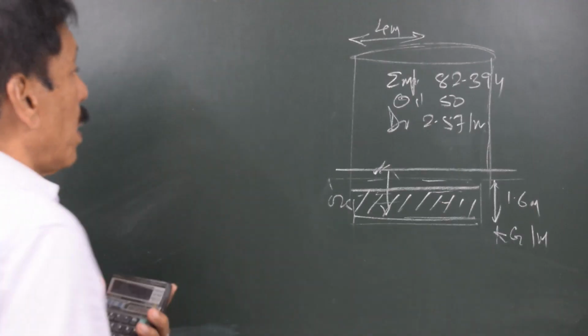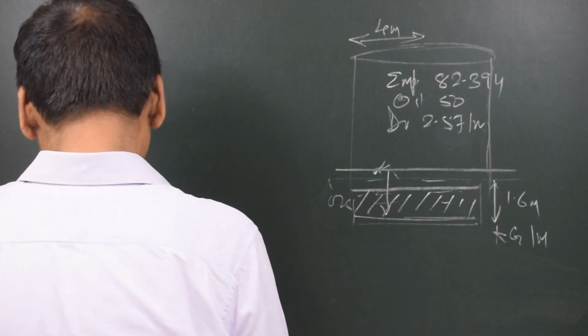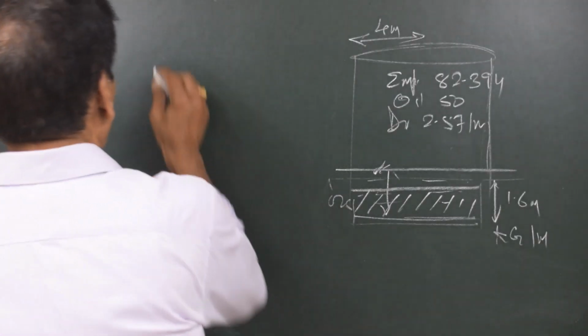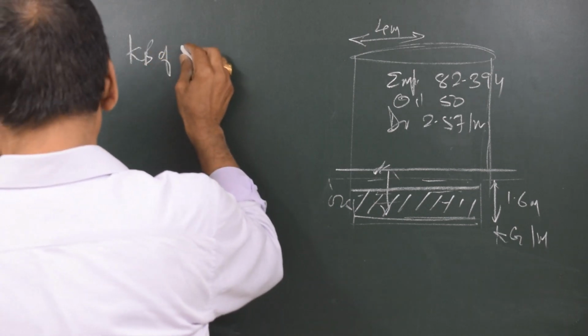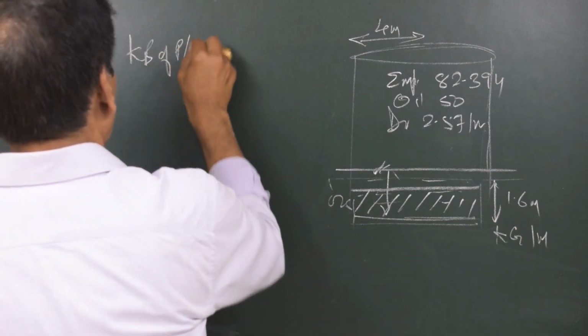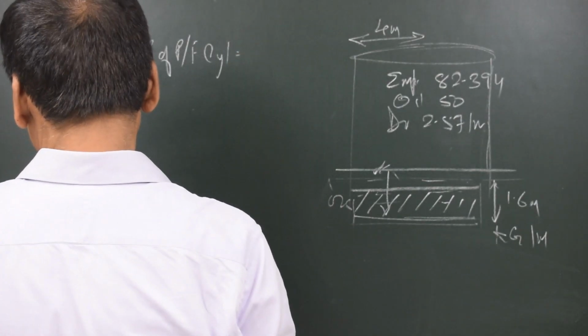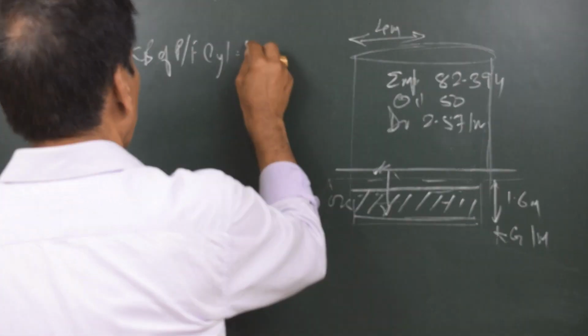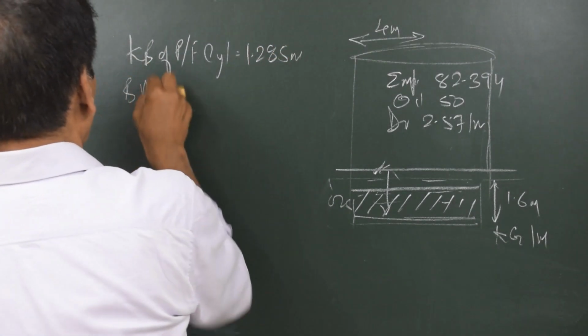Now, if the draft is 2.571 divided by 2, that will give me the KB of the partly filled cylinder. The KB is going to be 1.285 meters. Beam transverse. What is the beam transverse?